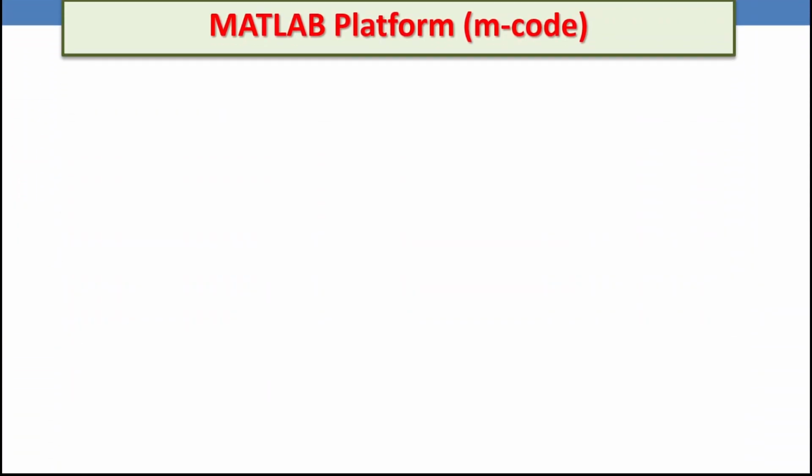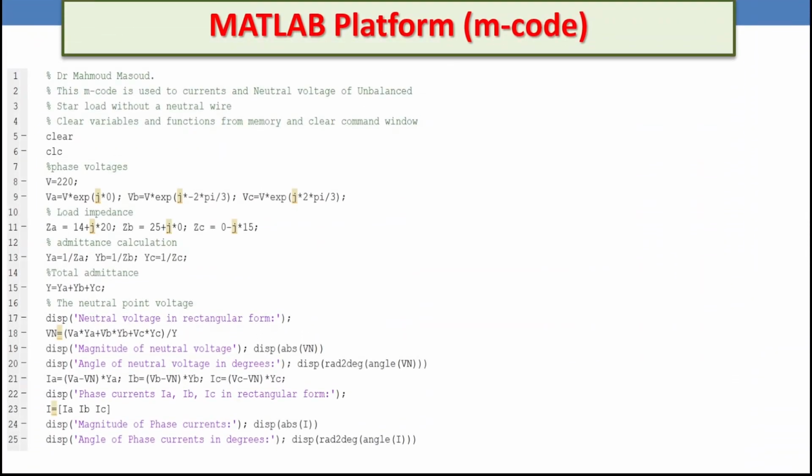So we are going to build an M code for this problem using nodal analysis. We enter the phase voltages and the impedances, as you can see in line number 9 and line number 11. Then in line number 13 we calculate the admittance for each impedance, YA, YB, YC, and the total admittance, YA plus YB plus YC. Then we calculate the neutral voltage in line number 18. That is the neutral voltage, using the equation we used for the nodal analysis. And then we calculate the currents in line number 21.